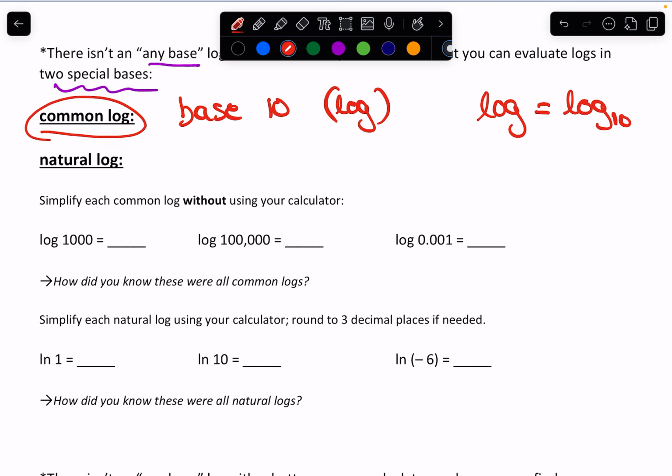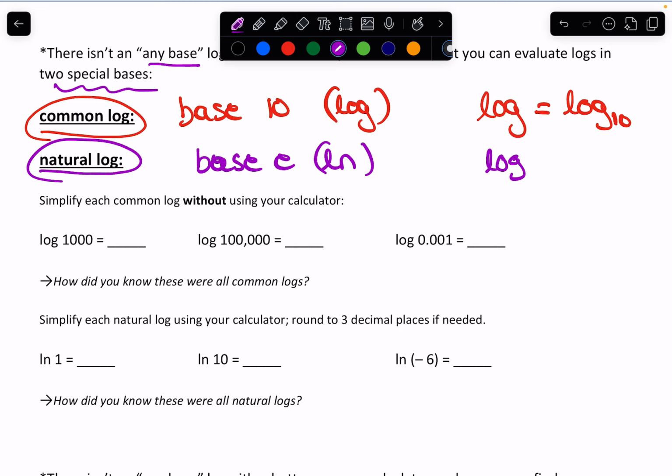Okay, the other one is the natural log. So that is base E, and that one is ln on your calculator. So a log with base E equals the natural log, which is ln.